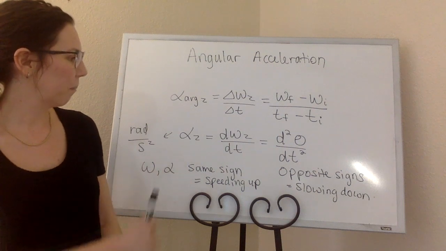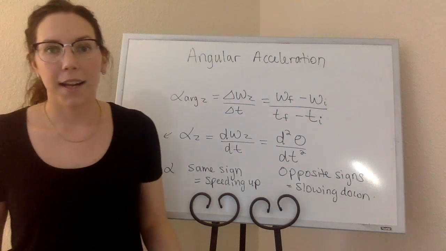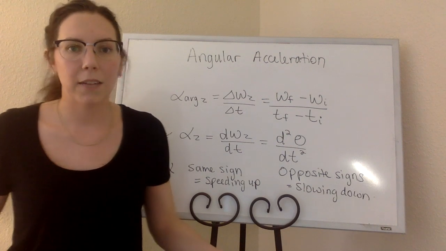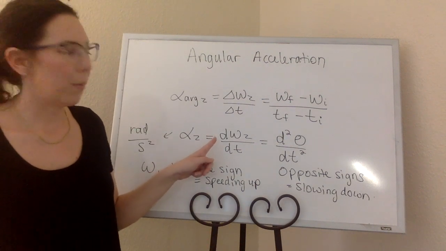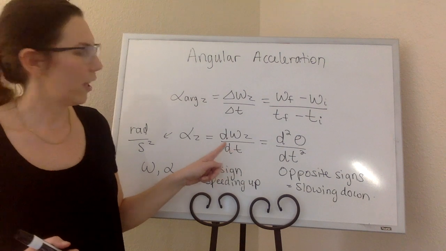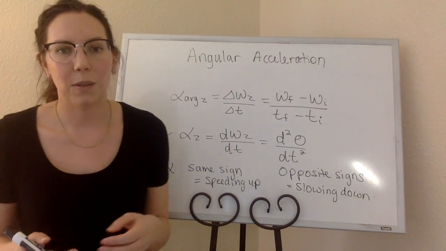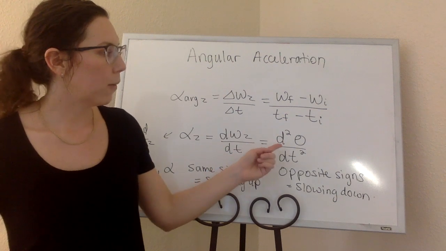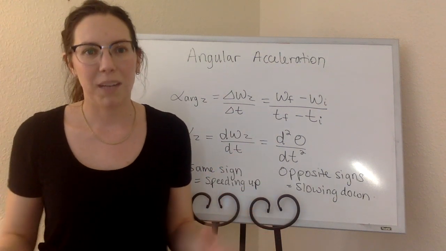I've written that here. And if we want to find instantaneous angular acceleration, just as we would with linear acceleration, and as I showed before to get to angular velocity, we take the limit as delta t goes to 0. So we get d omega by dt, which is also the second derivative of the displacement per unit time.